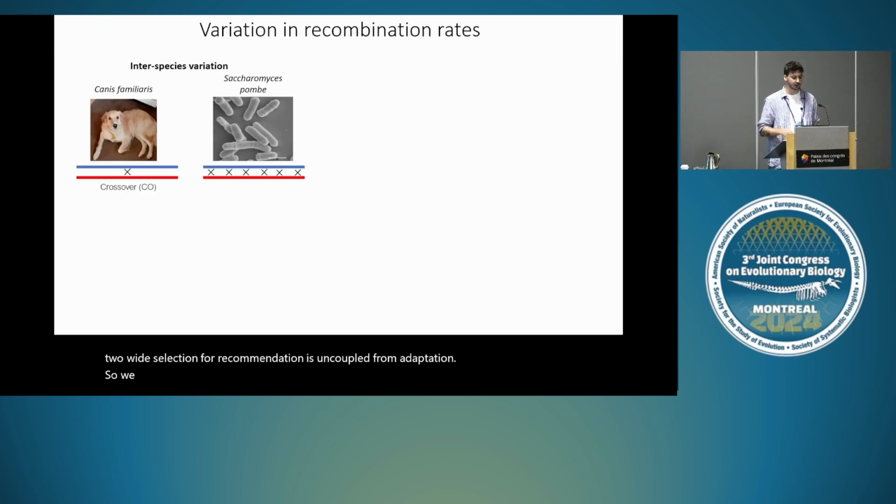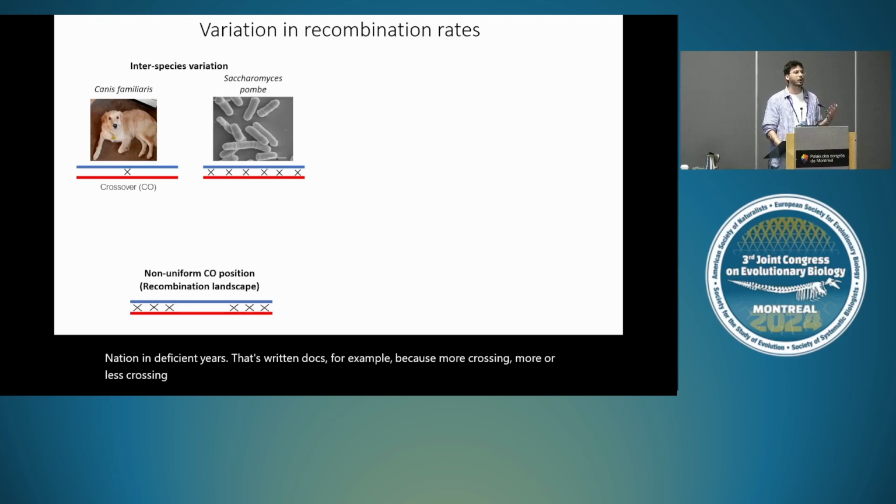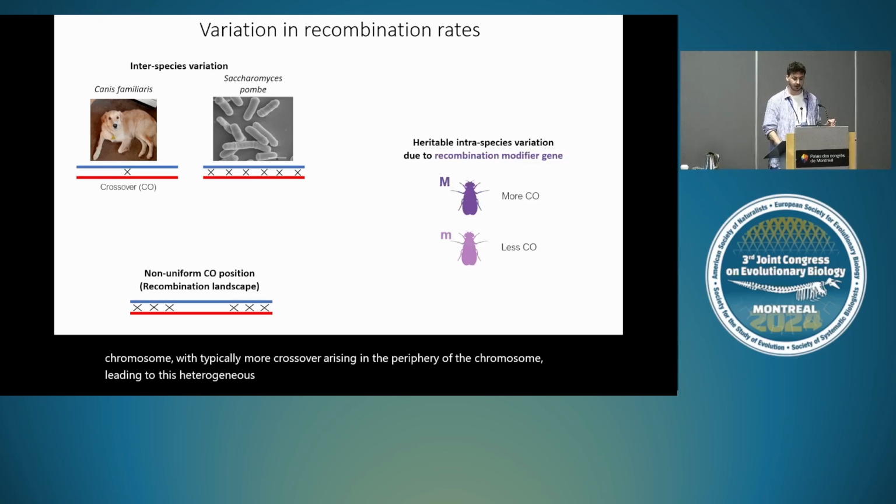So we know that there is variation in recombination rates, for example, between species. Famously, there is more recombination in fish and yeast than there is in dogs, because of more or less crossing over. Importantly, the position of these crossovers is not uniform along the chromosome, with typically more crossovers arising in the periphery of the chromosome, leading to a heterogeneous recombination landscape. And there is also variability in recombination within species, which is due to recombination modifier genes with alleles that encode for more or less crossover and different positions of crossover.